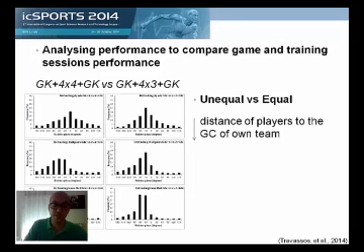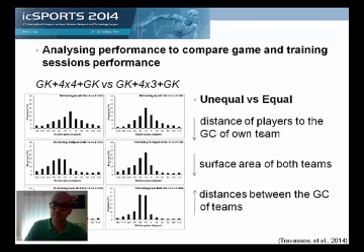Also, in relation to the distance of players to the geometrical center of own team and the surface area, both tend to decrease for an equal number of players, meaning that the team plays with the players closer to each other and occupying less space on the field. At the end, the distances between teams tend to increase, revealing that the defending team retreats its position on the field to avoid the attacking team reaching additional space to kick at goal.